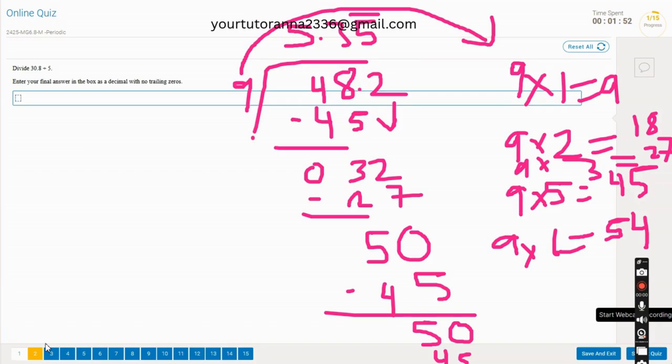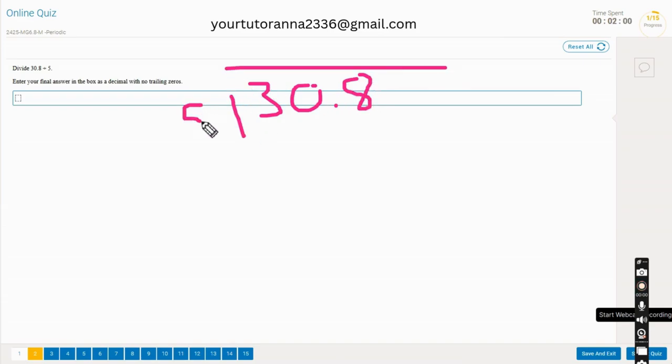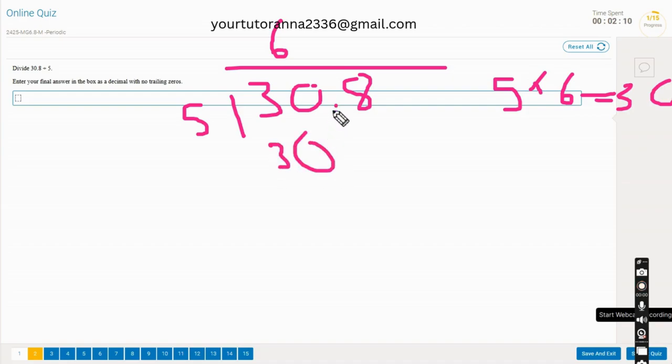The next one, 30.8 divided by 5. So 30.8 divided by 5. That's going to be 6 because we know 5 times 6 is 30. So 5 times 6 is 30. 30 here. Now it's like the decimal is like a wall. So you put the decimal up, okay, and then you bring the 8 down, right?